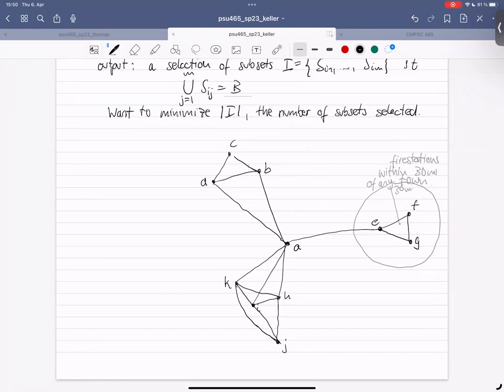And that's basically your candidate set. So you can pick the sets of towns that are implied by any city in this graph. And then you try to find the minimum selection of these subsets to cover all towns in your county. Okay, so here's an example, I'll just list a few of those. In this example, we will have set B equal to all the towns.